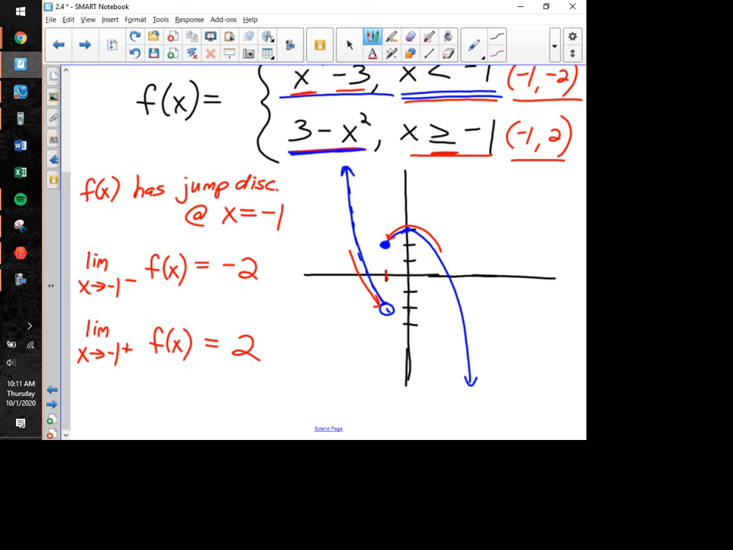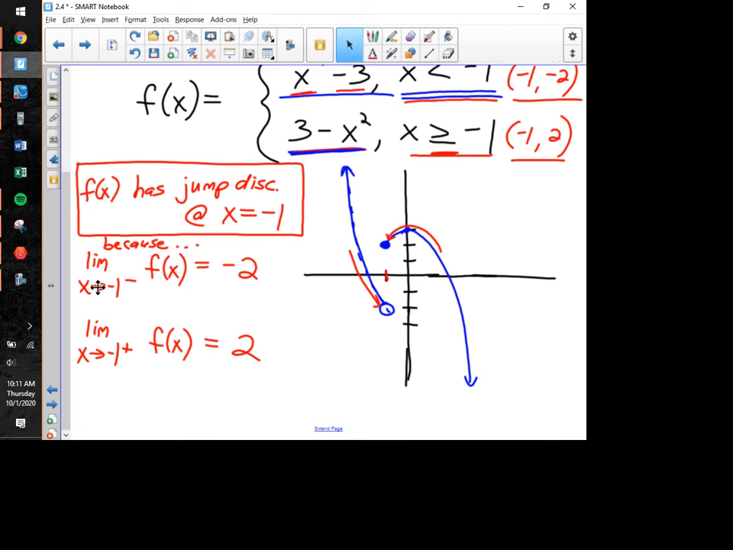And since the left and right hand limits are different, -2 does not equal +2, last I checked, we know then that we have a jump discontinuity right here at x equals -1. So this would be the answer, everybody, and this would be the reasoning. So maybe I could have put the word because right over there, but there we go.